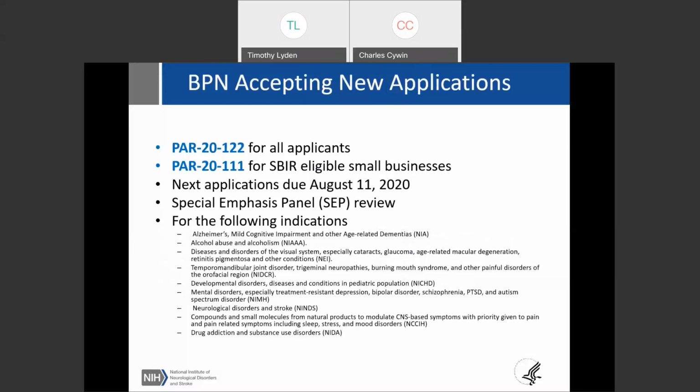BPN is accepting new applications under 2 new FOAs. They're substantively the same as the previous FOA. So if you've been on, and I saw a number of names I recognize, they're substantially the same as before. There are only minor differences between them, none of which should be significant to the applicant. But do take a close look at the funding opportunity, as there is some clarity on language here and there. We have PAR-20-122 for all applicants, that's a UG3, UH3, and -111 for SBIR eligible businesses to come in. As I mentioned again, small businesses who are not SBIR eligible are eligible to come into -122.